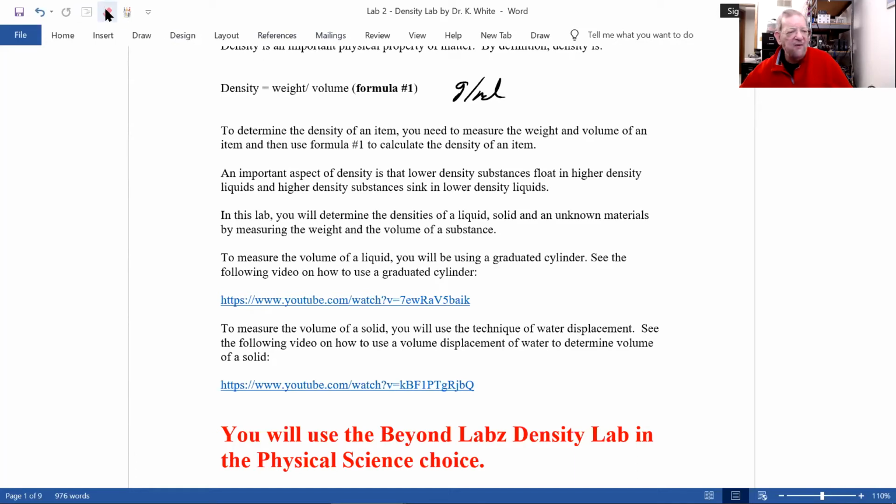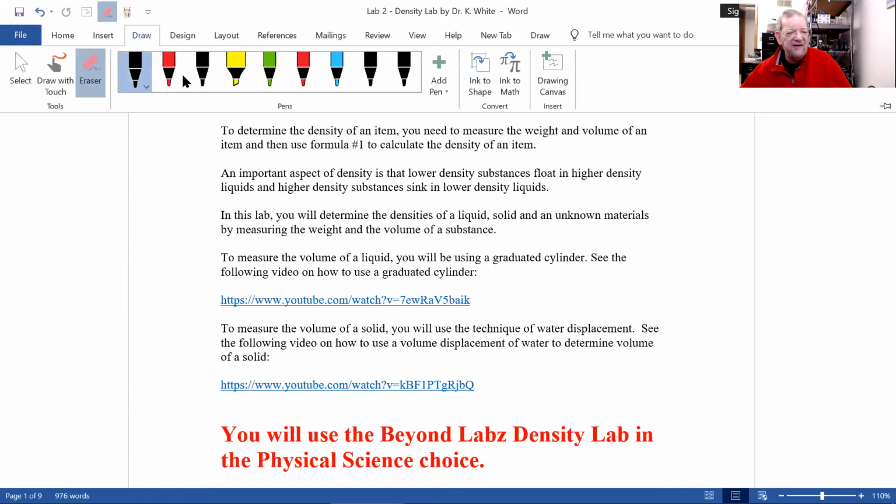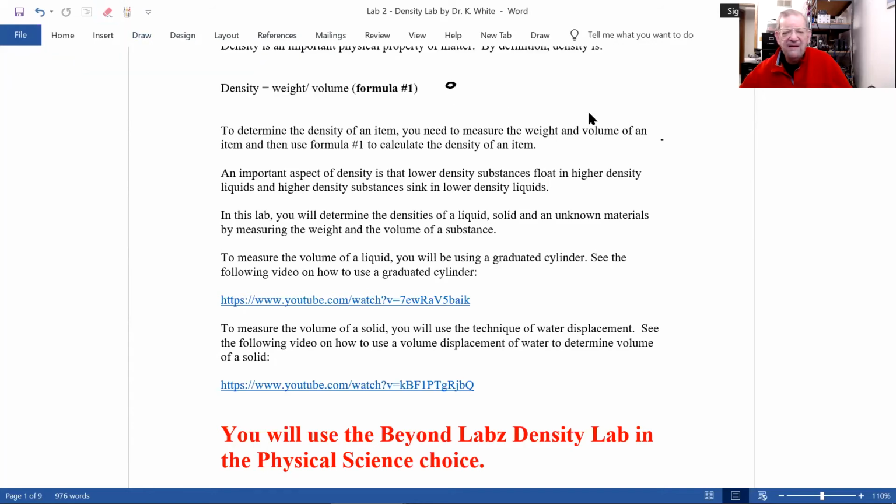That's the most awful looking M. Let's try this again. That's better. That's g per mL. mL is milliliters, g is grams.